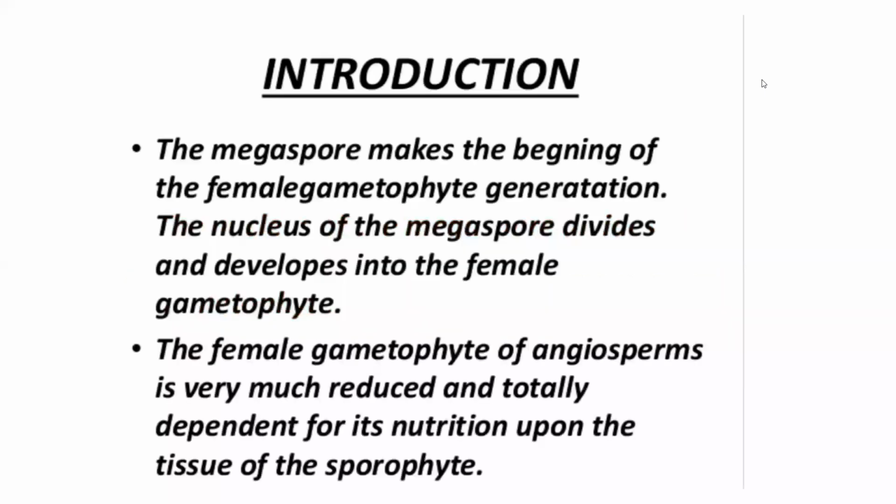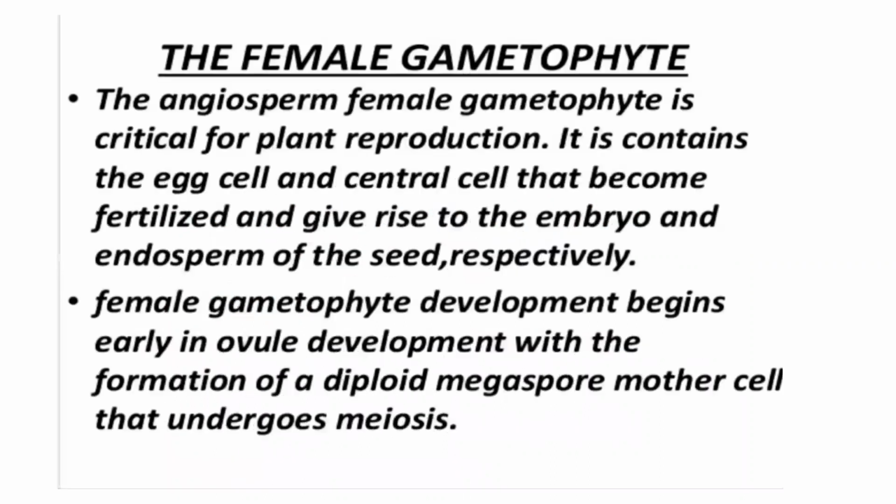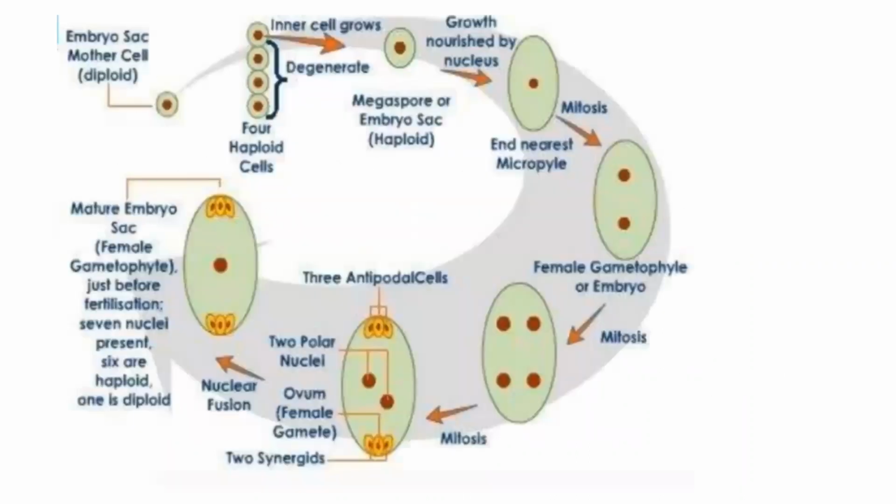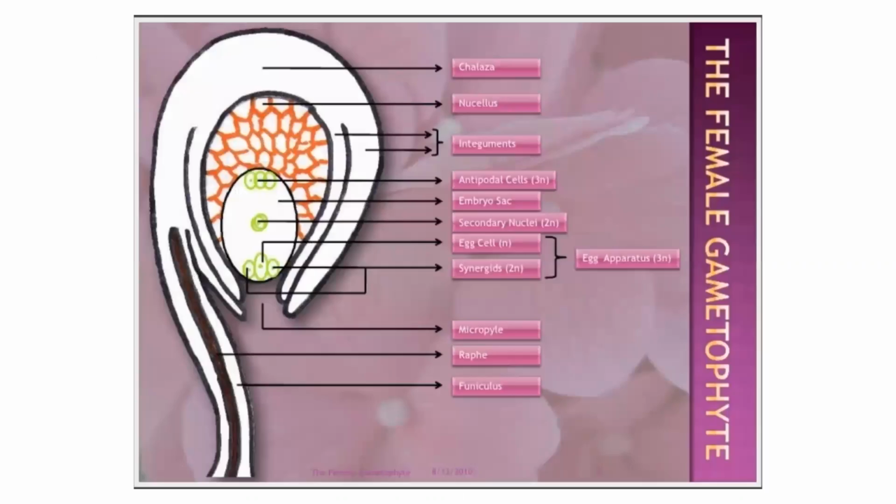Students, today we are going to discuss the megasporangium. In the last class we discussed the introduction part of the female gametophyte. Today, just the structure of the ovule. I'm starting with the female gametophyte, or the structure of the ovule.